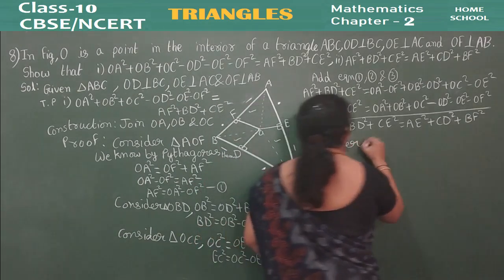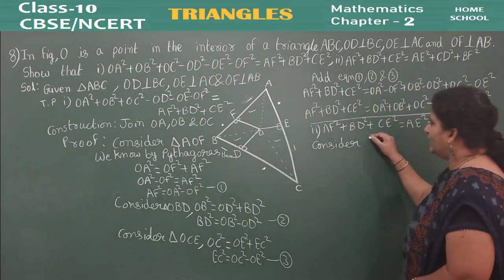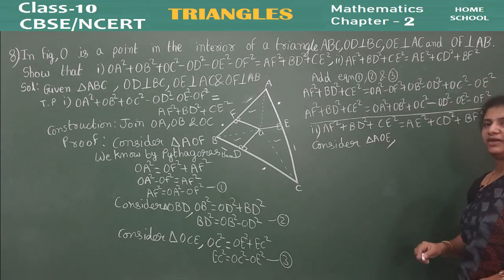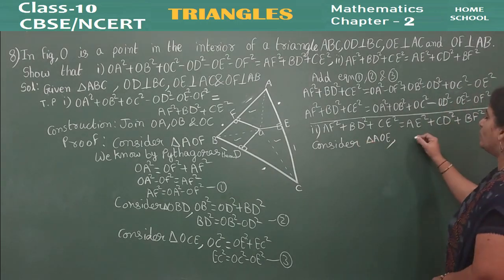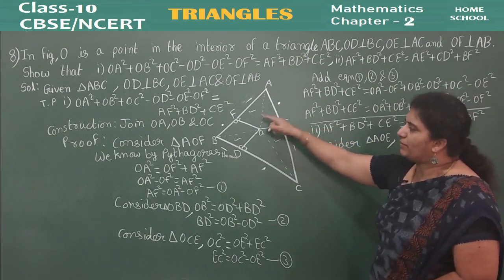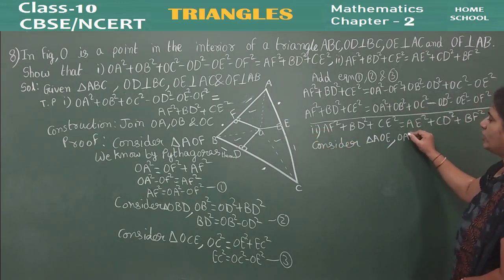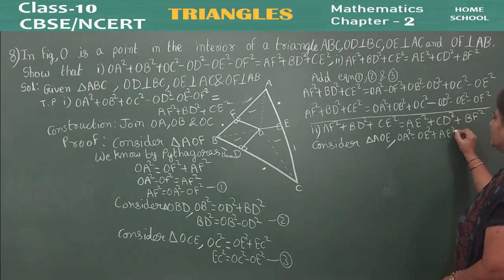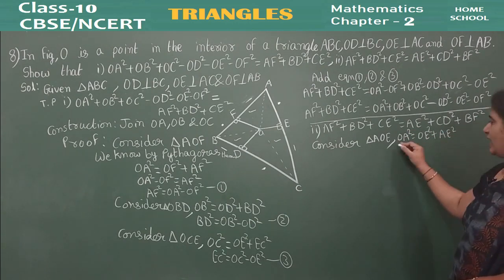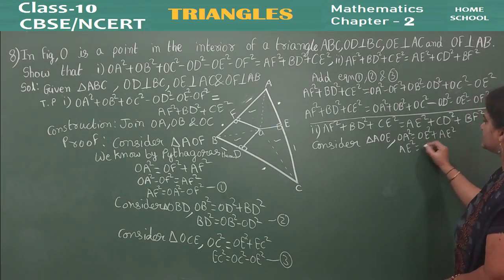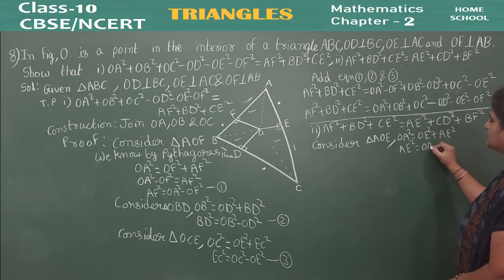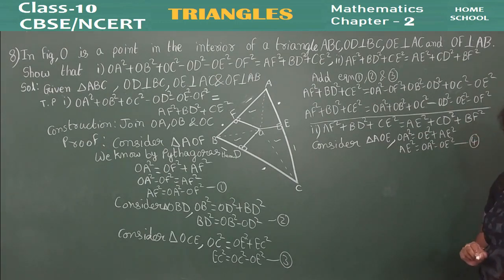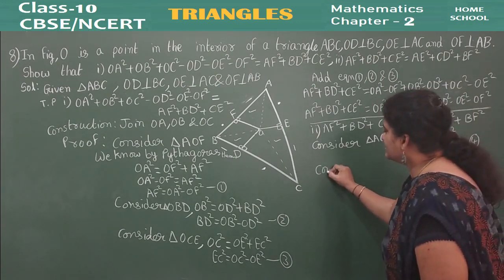Now consider this triangle. Consider triangle AOE. Apply Pythagoras theorem. What is that? E is the right angle, hypotenuse is OA. OA square is equal to OE square plus AE square. Rewrite this. AE square is equal to, sending this side, OA square minus OE square. Mark this fourth equation.